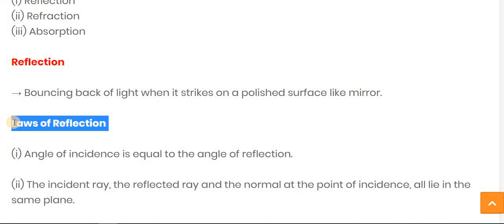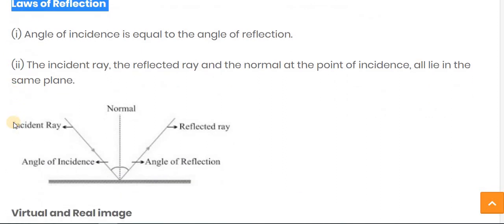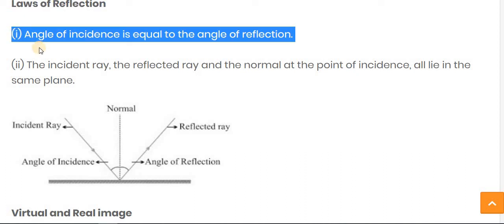The next one is the law of reflection. Mainly two laws of reflection are there. The first law of reflection is that the angle of incidence is equal to the angle of reflection. First of all, we see what the angle of incidence is and what the angle of reflection is.